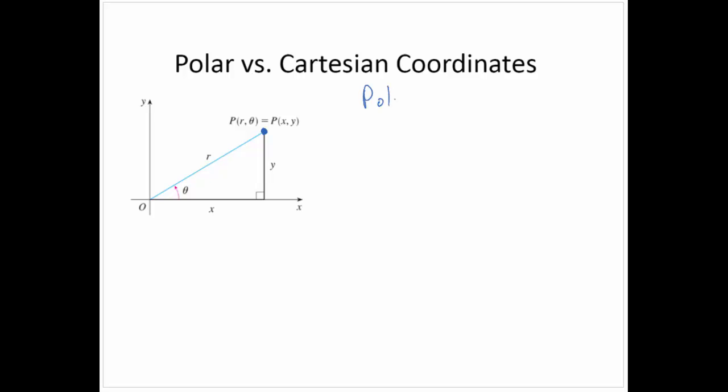So if we're given polar coordinates and we want to go to Cartesian coordinates, we often use the relationship that the x-coordinate is given by r cosine theta, and the y-coordinate is given by r sine theta. And you can see this to be true just based on right triangle trigonometry. Notice in this right triangle, at least if we're talking about the acute angle theta, but we can generalize beyond that, notice that the cosine of theta in this diagram is x over r.